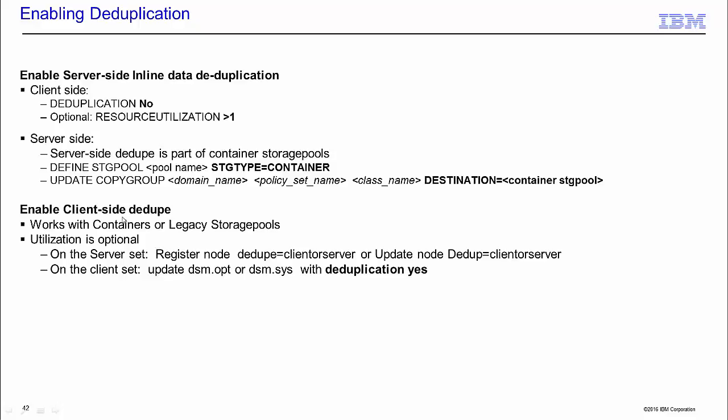If you did want to allow client-side dedupe, then on the server, you'd have to do the register node dedupe equals client or server, or you could do an update node dedupe equals client or server. And then on the Spectrum Protect client, in the option file or the sys file, you'd have to update it with deduplication yes. This would then allow client-side dedupe to work in conjunction with your container inline dedupe.